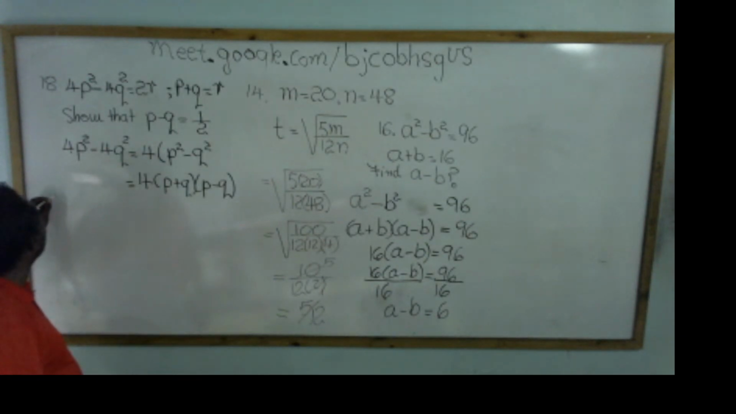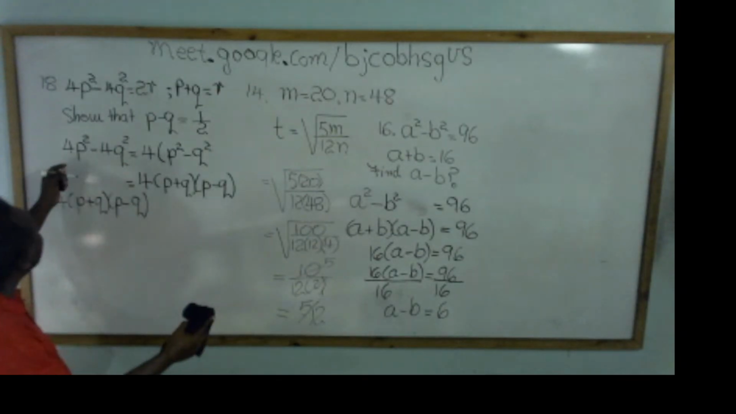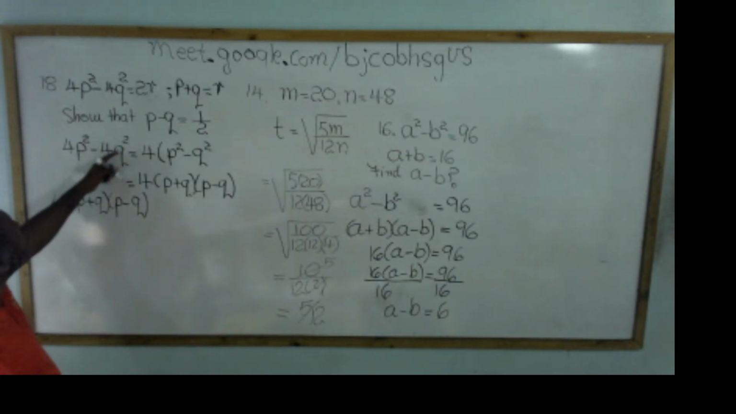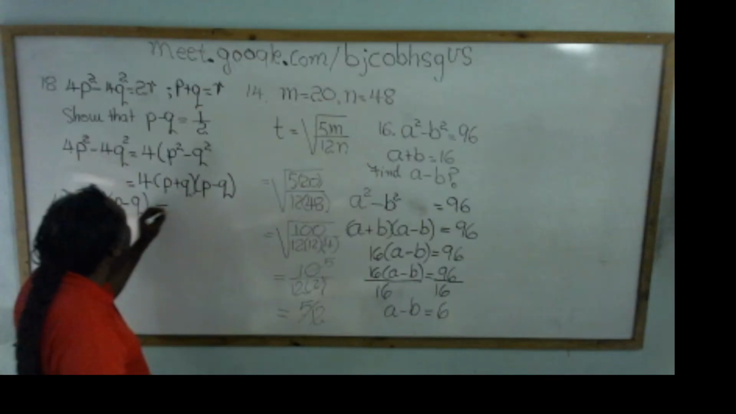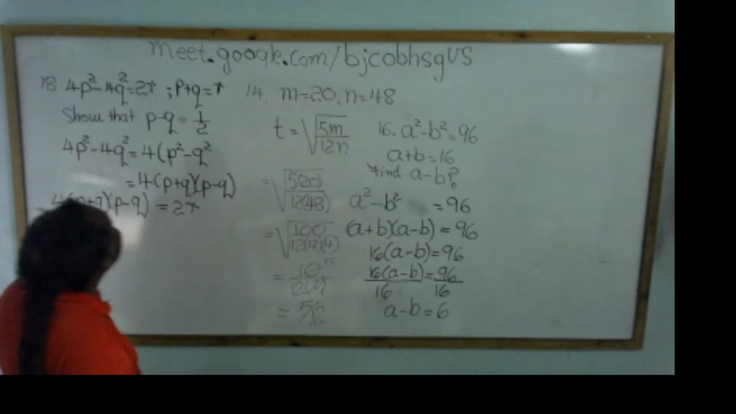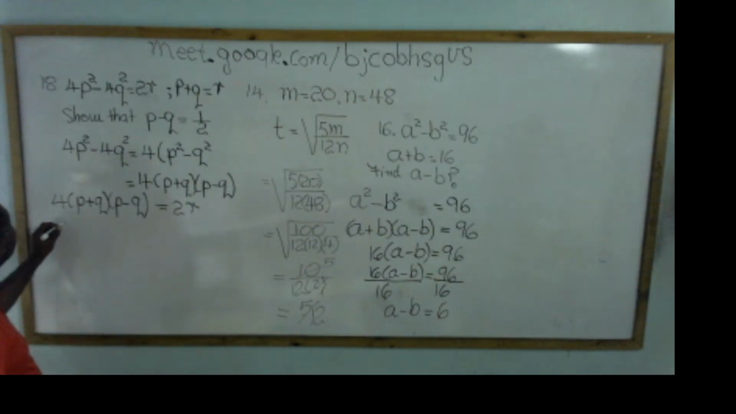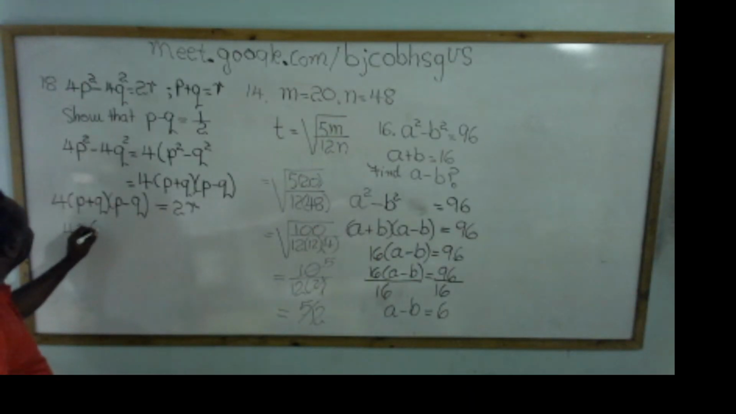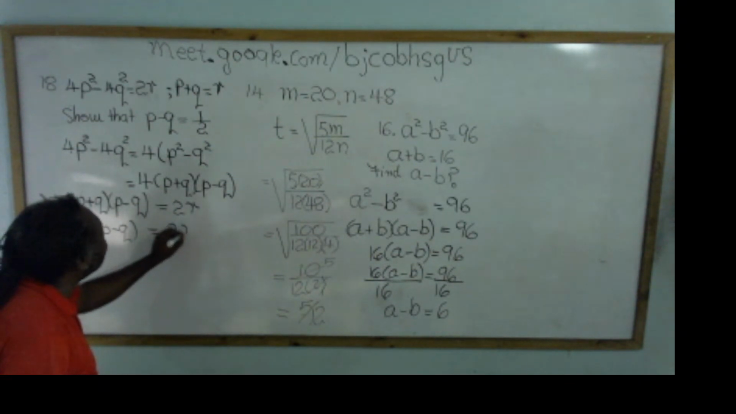So we'll have this then. 4 times p plus q, p minus q, which is the same thing as 4p squared minus 4q squared, which they say is 2r. So they say that that is 2r. Additionally, they say that p plus q is equal to r. So we're going to have 4, and then p plus q is r, and then we have p minus q, and all of that is 2r.